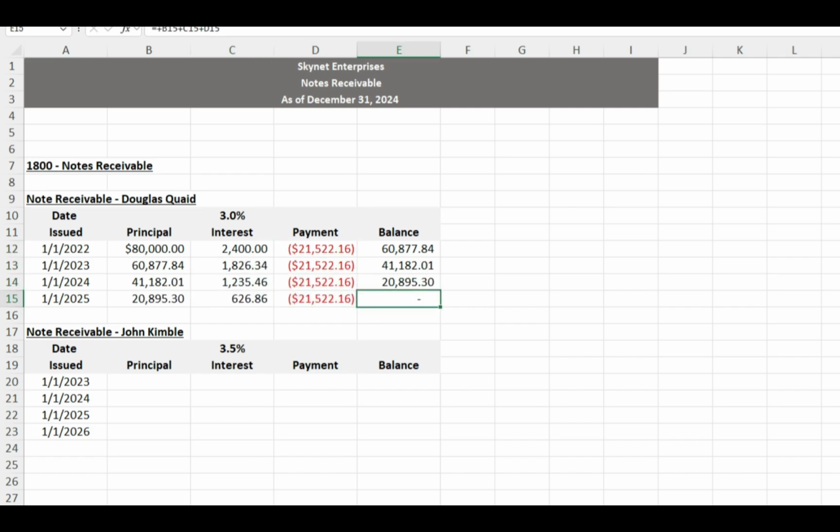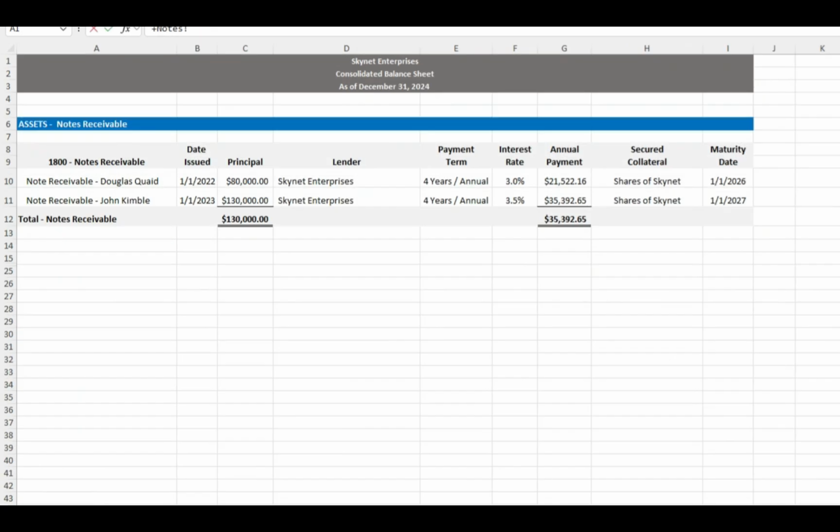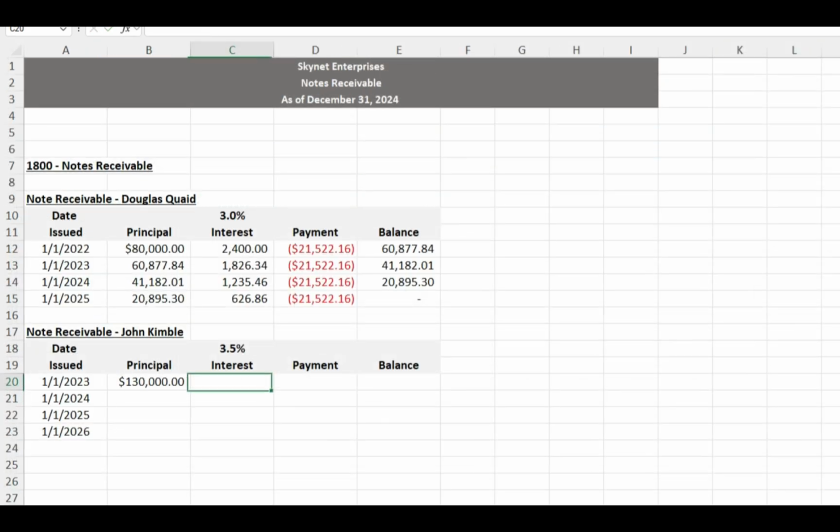This is our note receivable amortization schedule. So let's do the same thing for John Kimball. We'll grab the $130,000. We'll calculate the interest.